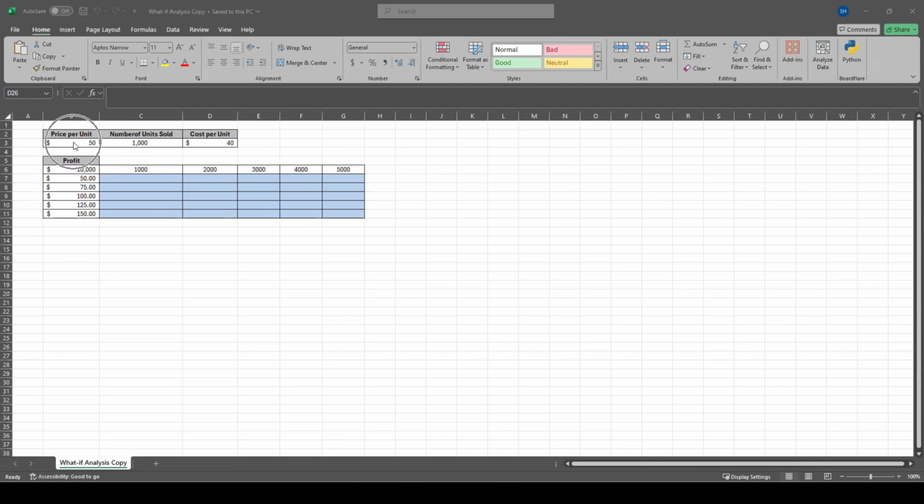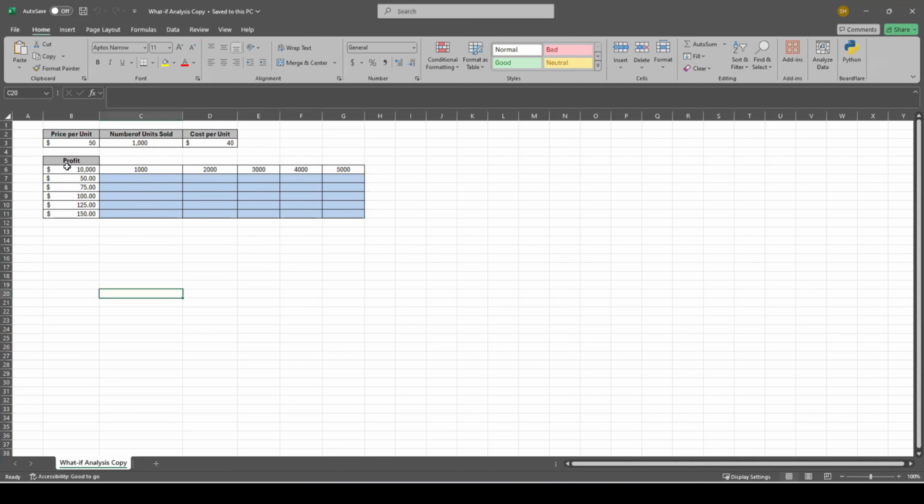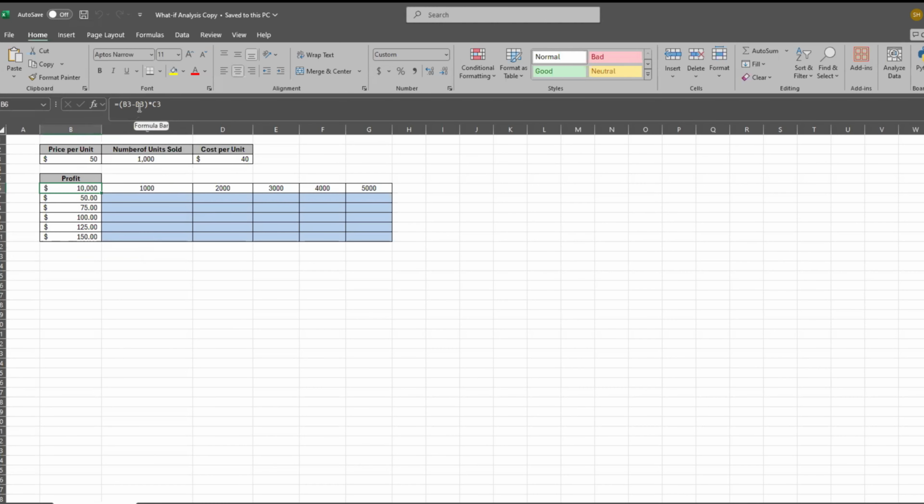The price per unit is $50. The number of units sold is 1,000 and the cost per unit is $40. So here in this cell, you see the formula B3 minus D3 times C3, which means price per unit minus the cost per unit times the units sold is the total profit. In this case, the price per unit is $50 and the cost per unit is $40. So 50 minus 40 is $10. 10 times the number of units sold, 1,000, gives you $10,000 of profit.